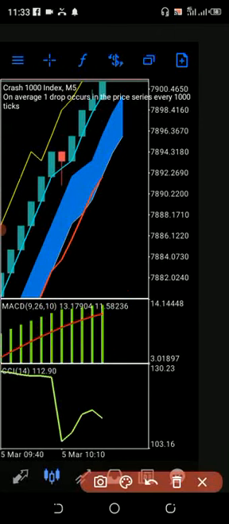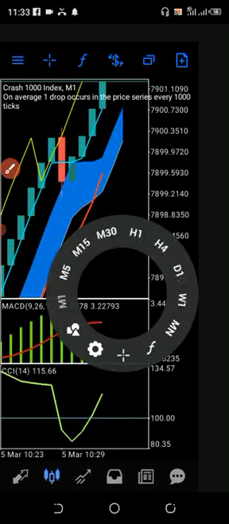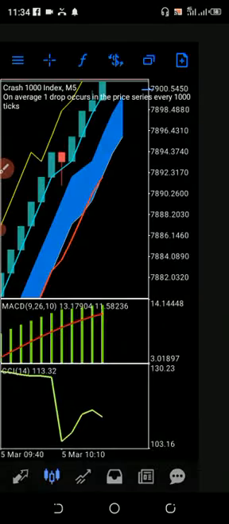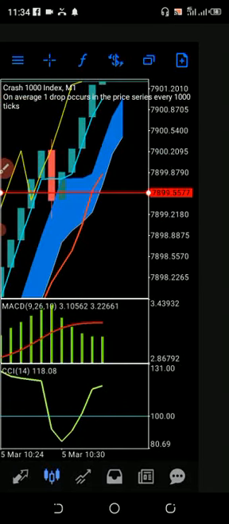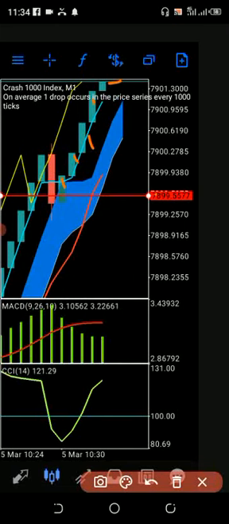Now, what do you do? You take your horizontal line on your 5 minutes time frame. You drop it below this thing for you to be sure. Then you go to that place and count: 1, 2, 3, 4, which means this one is the fifth one. What do you do? You enter the trade.